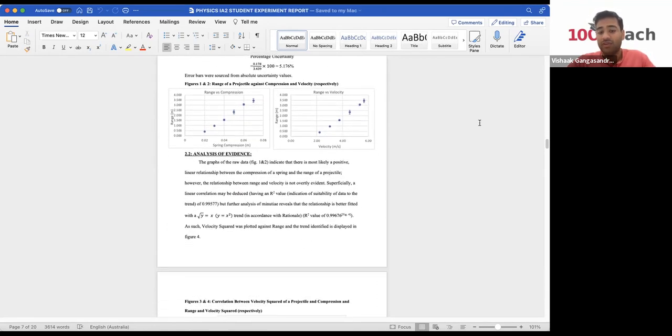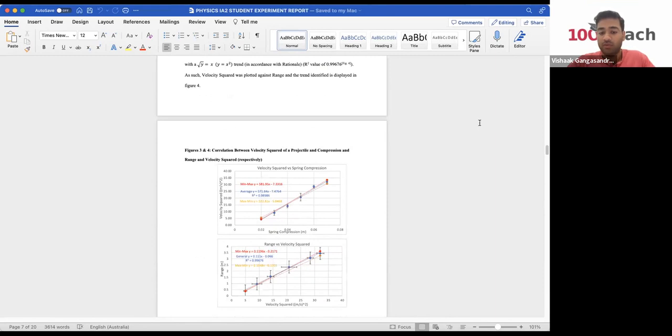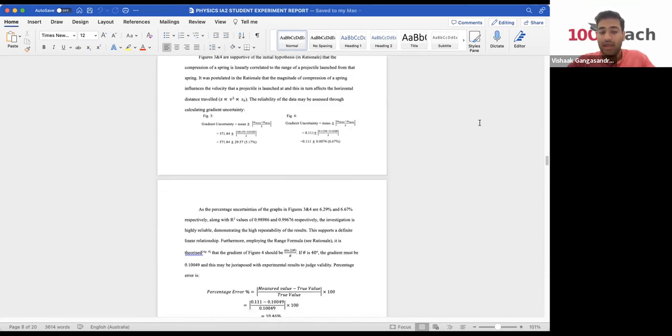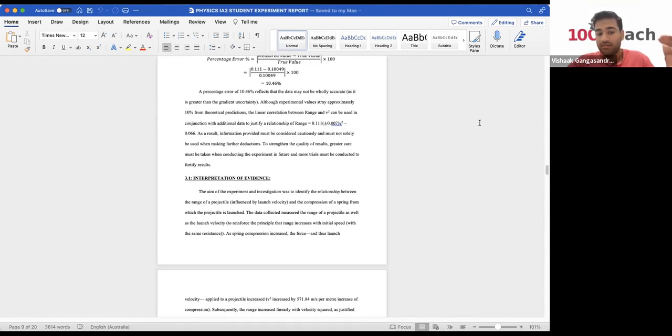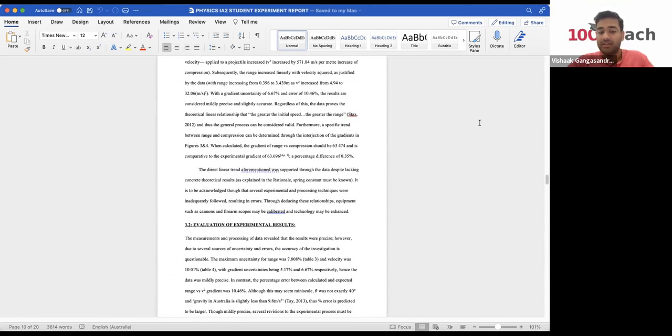Analysis of evidence. So this is when you process your data using specific formulas regarding the content that you have, right? This is what my processed data looks like. And going through a bunch of other things, this is what my interpretation of evidence is.